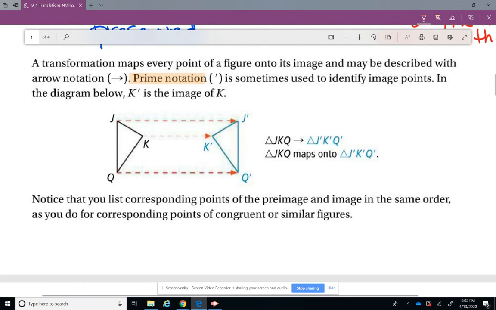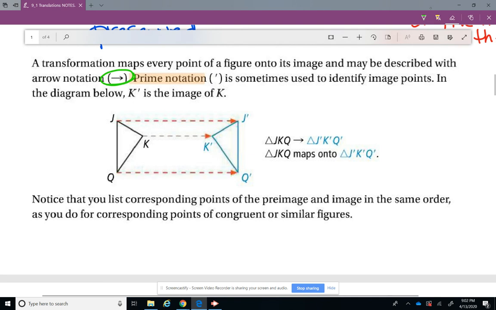A transformation maps every point of a figure onto its image and may be described with arrow notation. So I'm going to highlight this in green. Here's the arrow notation, okay? So you see it right here. I'm going to just trace it. That's letting you know that J was mapped onto J prime. K was mapped onto K prime. Q was mapped onto Q prime. All right, so that's arrow notation.